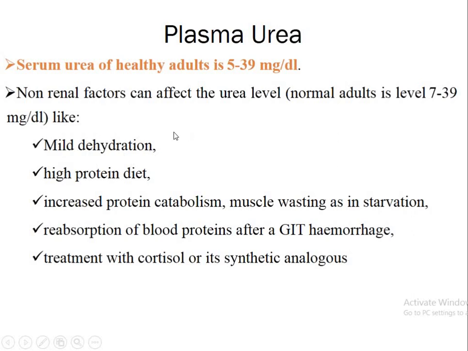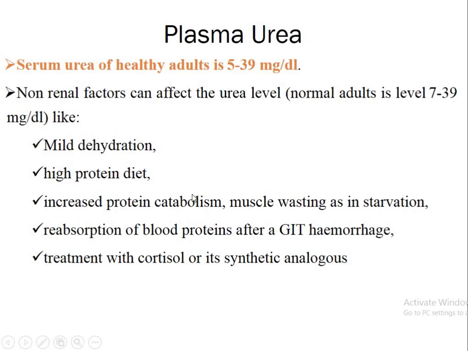As there is dehydration, the water in the plasma will be less. So solute concentration, that is the urea concentration, will increase in dehydration. Then a high protein diet, again, will lead to more production of urea, and the plasma levels of urea will go high.